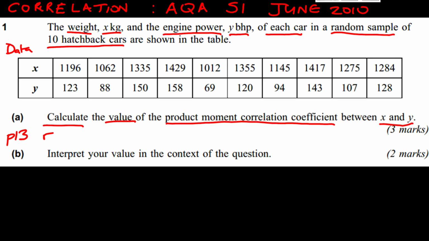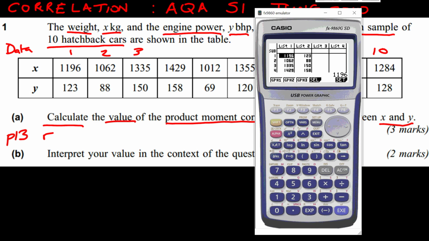Our calculator will work out this correlation coefficient, correlating for each of these cars. We've got 10 cars, numbers 1 up to 10, and for each one we've got a value of the weight. The first one is 1,196 kilograms, against the engine power here, 123 brake horsepower. This method calculates how well correlated they are. We'd have a scatter diagram, and then the numbers, and we'd see how closely correlated they were. We can do this using our calculator.